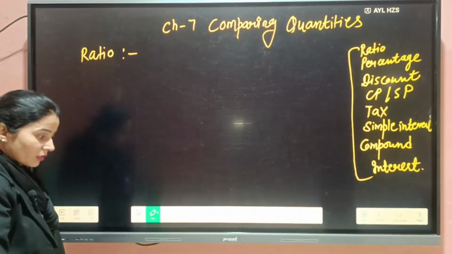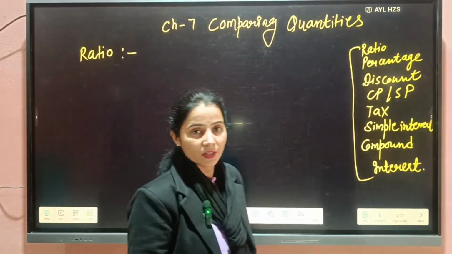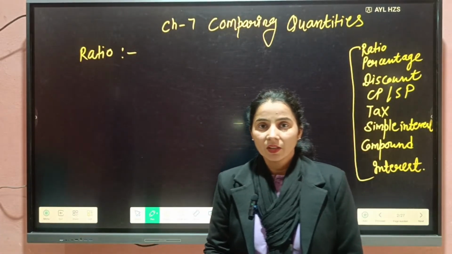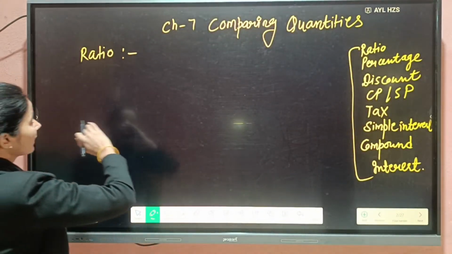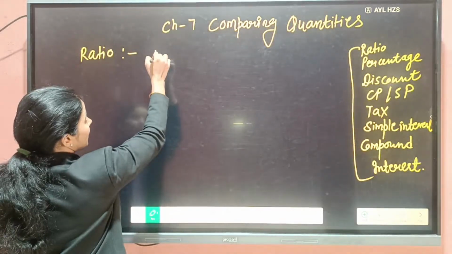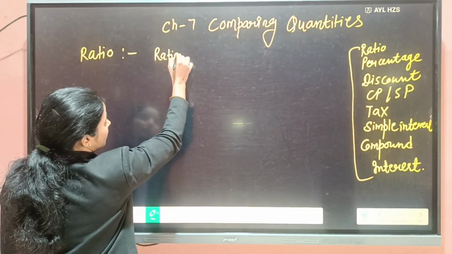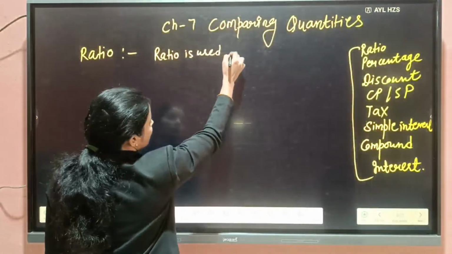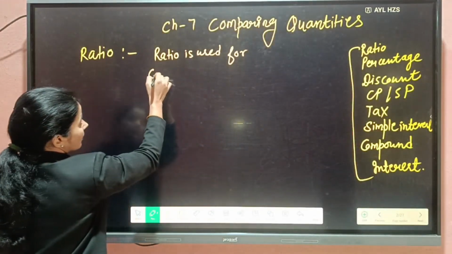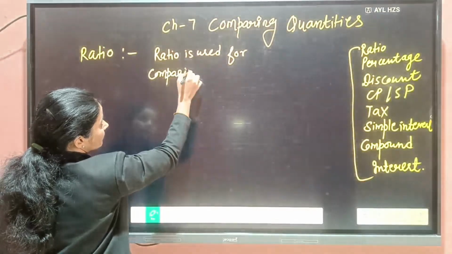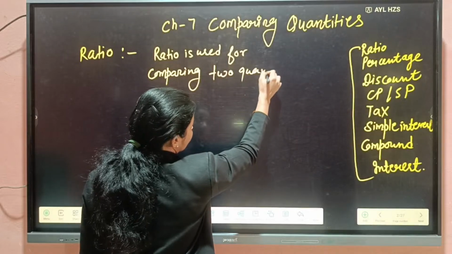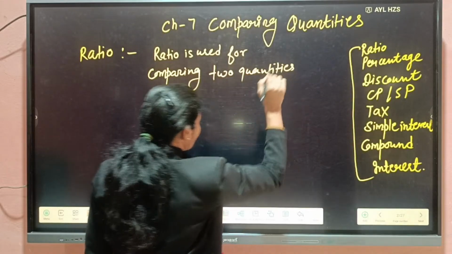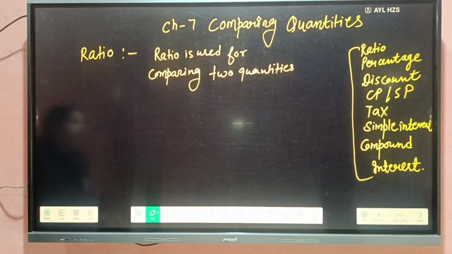A ratio is used for comparison. A ratio means to compare two quantities. You can write, a ratio is used for comparing two quantities.